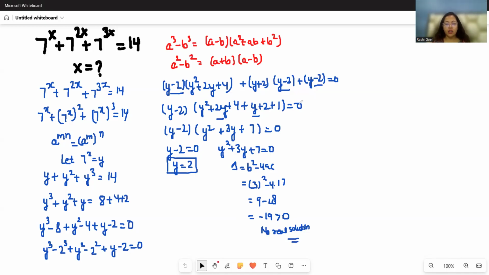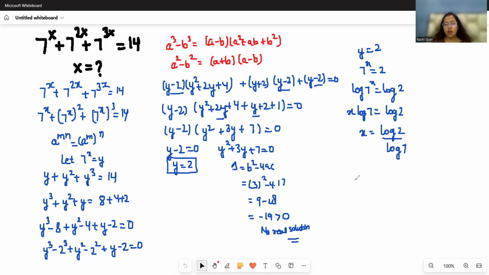So I'm solving this y = 2, so let's remember 7^x = 2, so I'm taking log on both sides: log 7^x = log 2, x log 7 = log 2, x = log 2 / log 7. x = log 2 with base 7. So this is the value of x.